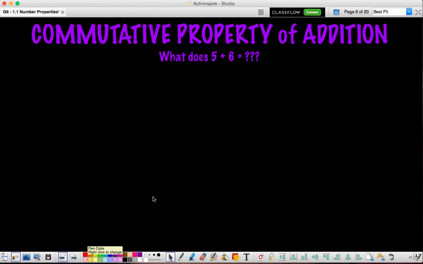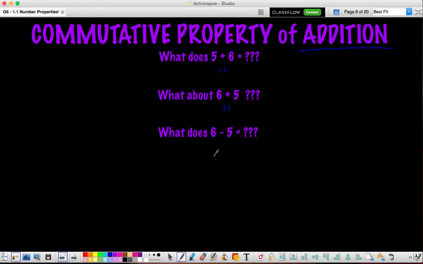All right, commutative property. Some of you might recognize the word in here of commute, and we know that commute means to move. I'm moving from one place to the other. So if I look at 5 plus 6, I know 5 plus 6 gives me 11. And again, this is addition. Okay, so if I do 5 plus 6, what do I get if I do 6 plus 5? Well, I get 11.